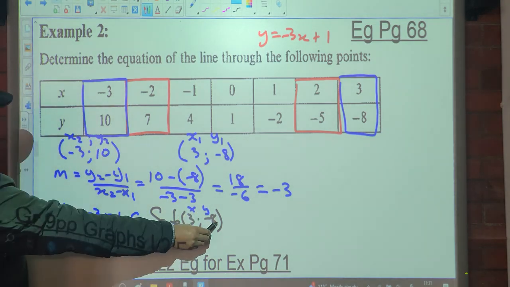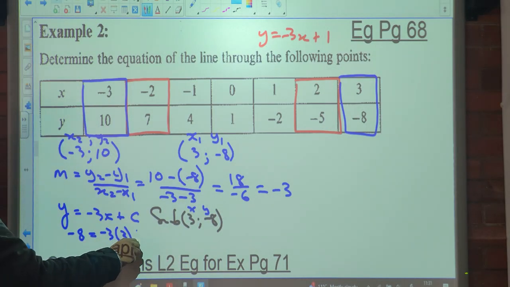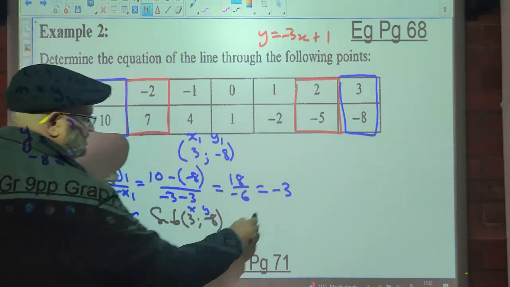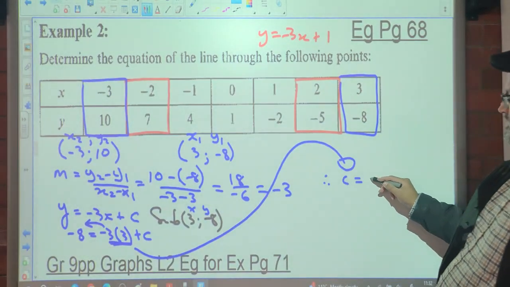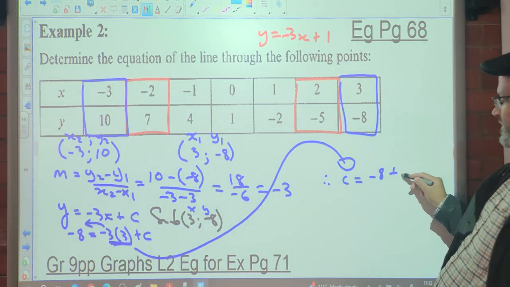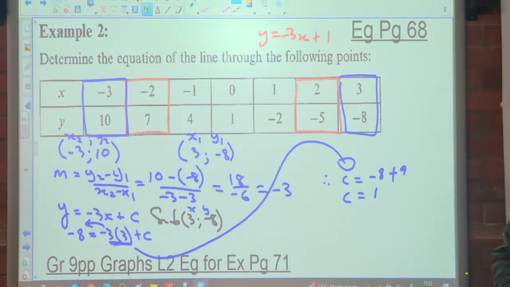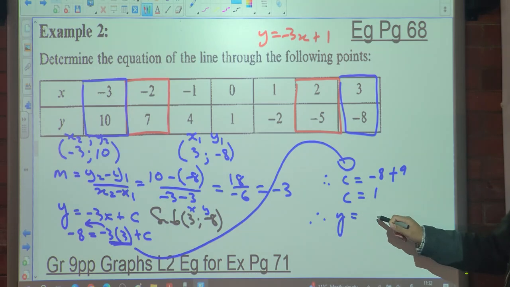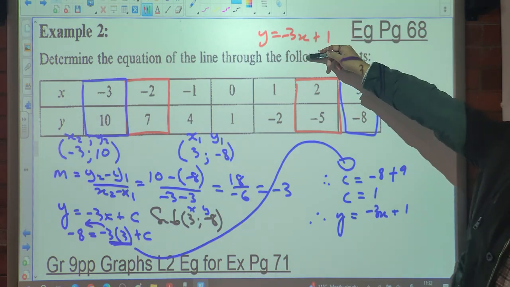So where we see a y, we put a negative 8. So negative 8 is equal to negative 3 times 3 plus c. What's negative 3 times 3? Negative 9. We take it over. So now we'll give you, therefore c is equal to negative 8 plus 9, which is 1. So my equation, therefore y is equal to negative 3x plus 1. You see, it's the same.